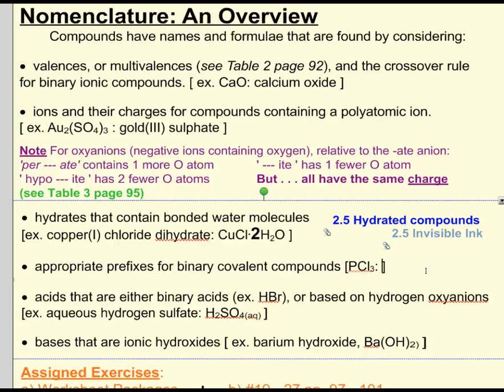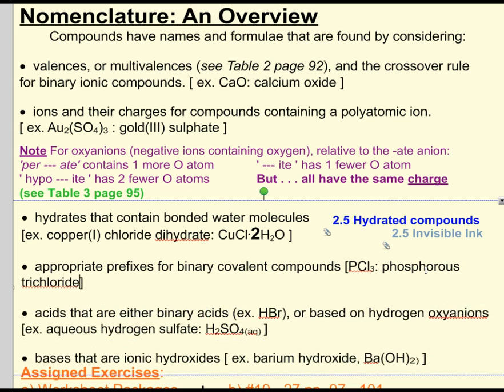The only difference is that with covalent compounds, we actually indicate the number of particles, in this case the number of atoms of the second or the first nonmetal. The only exception is we don't use the word mono in the first element's name. So this is not going to be mono phosphorus trichloride, it will be phosphorus trichloride, PCl3. So again, those ones are quite simple to name.